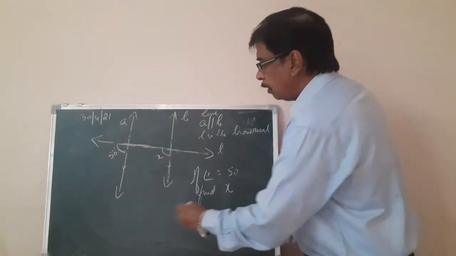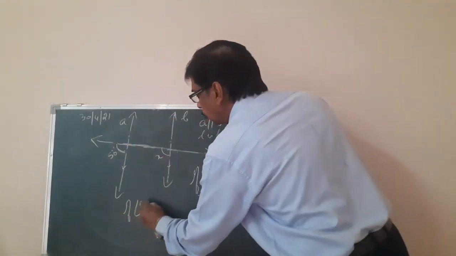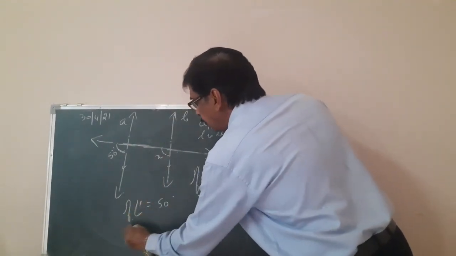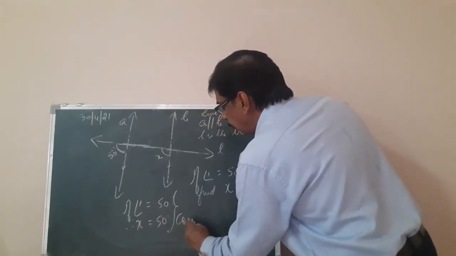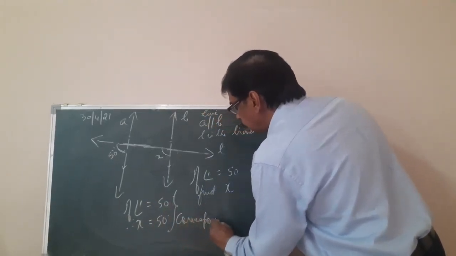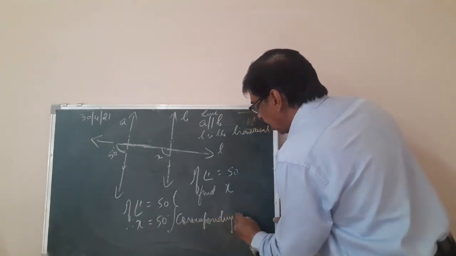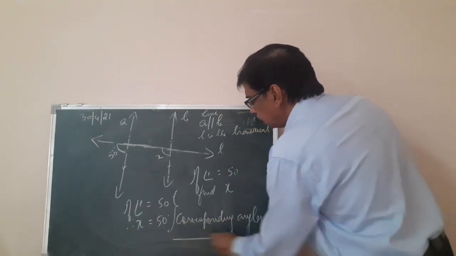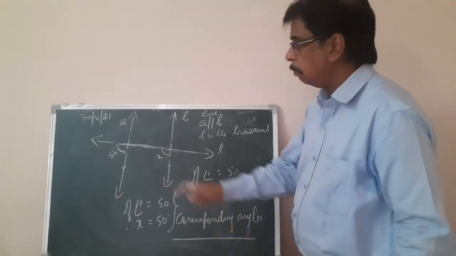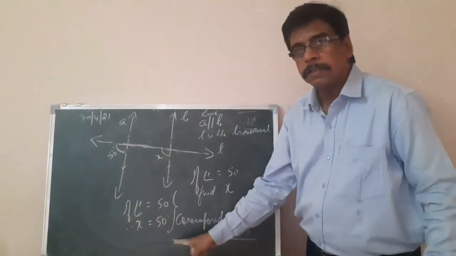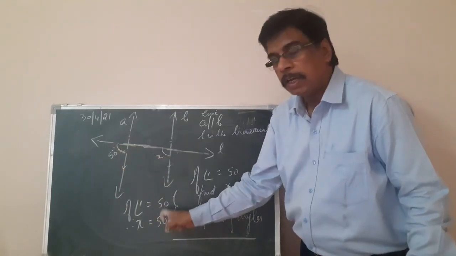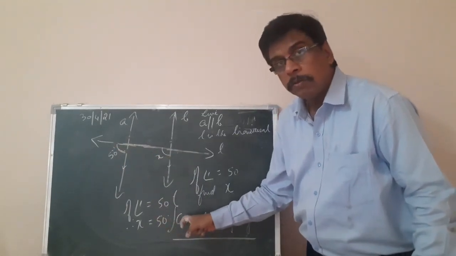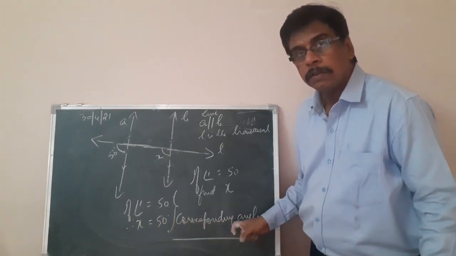So if angle 1 is 50 degrees, then therefore x is also 50 degrees. Reason: corresponding angles. This is the reason, because they are corresponding angles. So if angle 1 is 50, then x is also 50 degrees. You have to mention the reason here: they are corresponding angles.